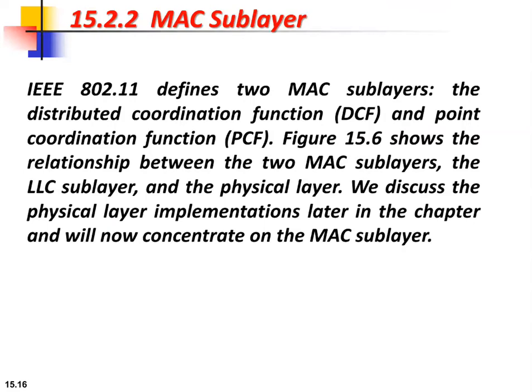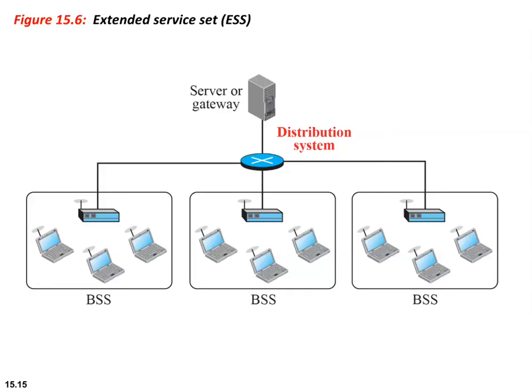Let us move on to the next topic, which is the station types. There are three types based on the mobility in the wireless LAN. The first is no transition mobility. Here, the station is either stationary or moving inside one basic service set. This classification is made based on the mobility in the wireless LAN.